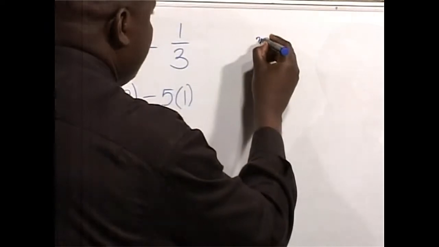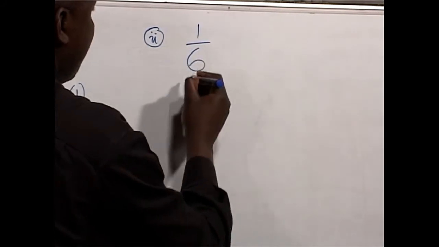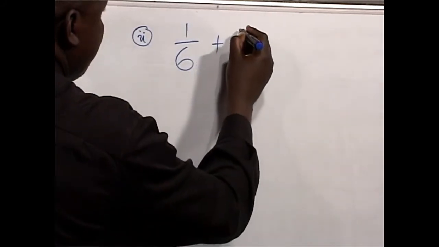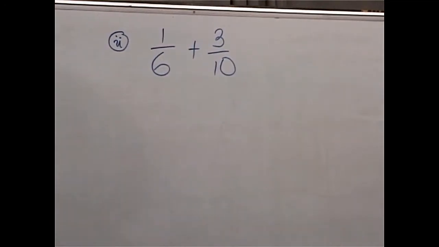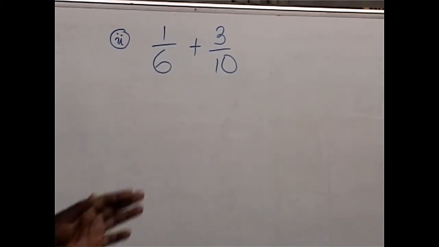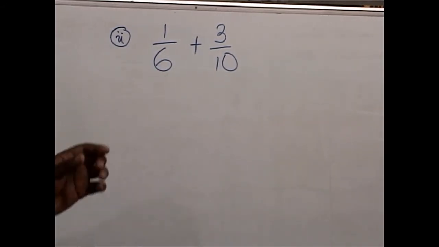Let's now look at another situation where the two denominators will not necessarily be prime numbers. And here we are, we have 1 over 6 plus 3 over 10. Like I said, when we look at 6 and 10, we are going to appreciate that the two are not prime numbers, because besides 1 and 6, there are other two numbers that can be multiplied to get 6.